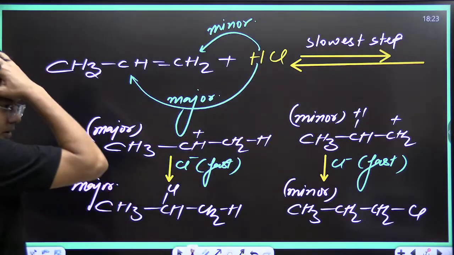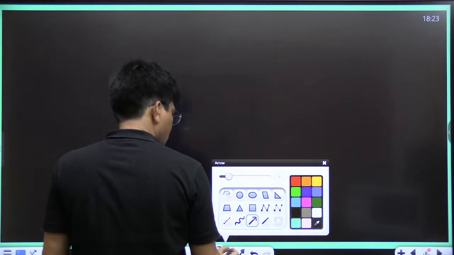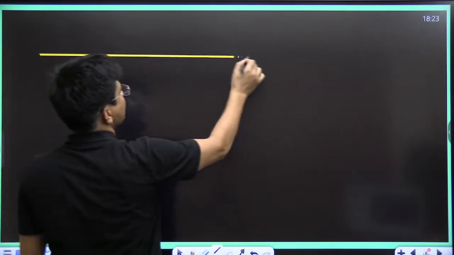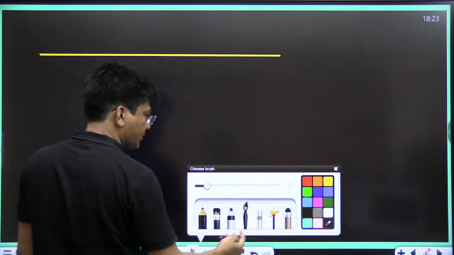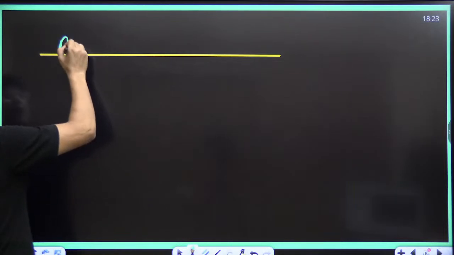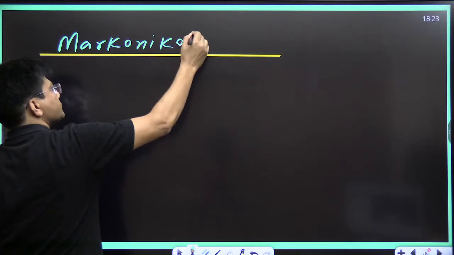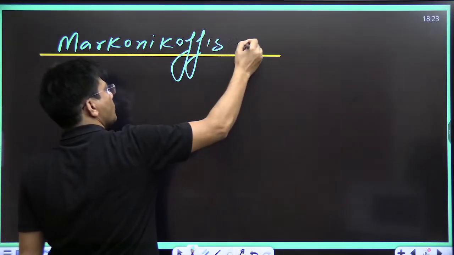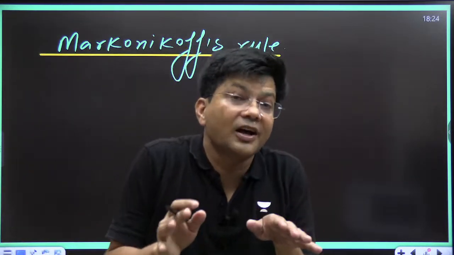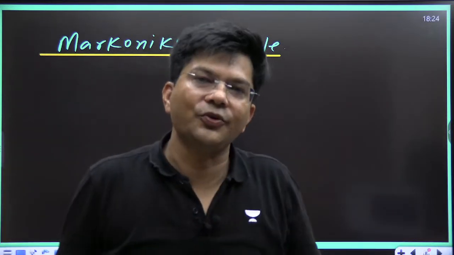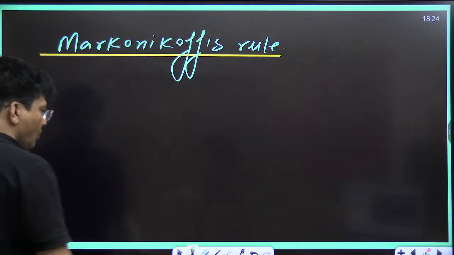Now, my dear friends, there was one scientist named Markovnikov. Have you heard this name, my dear friends? What is the name of the scientist? The name of the scientist is Markovnikov's rule. My dear students, if you are in class 12th, your teacher will definitely ask you what is Markovnikov's rule. So let me explain what this rule is.